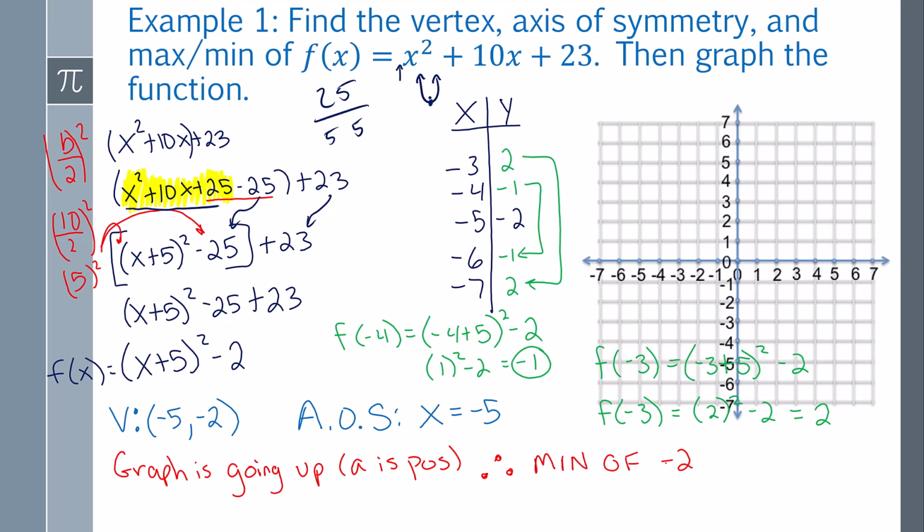Now these always mirror, because on our parabola, the left side and the right side always mirror each other. So it makes it a little easier for us to find those points. If you ever plug them in, you can use it to double check.